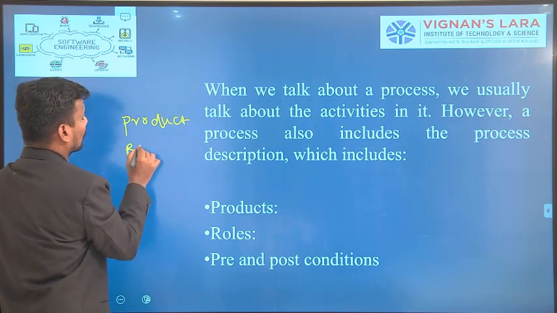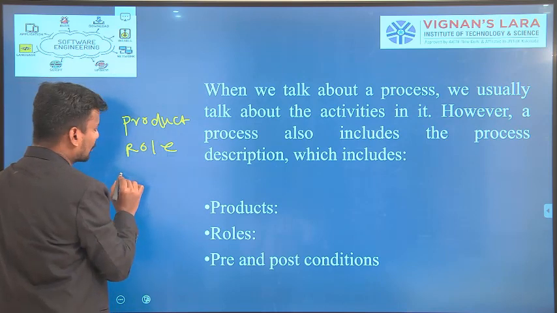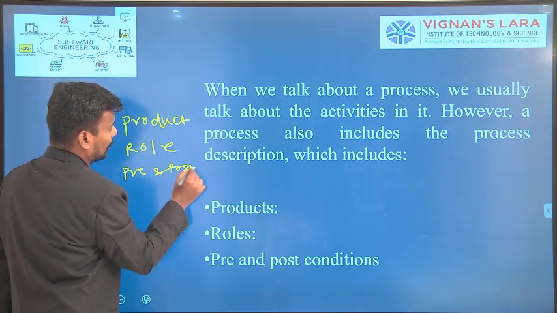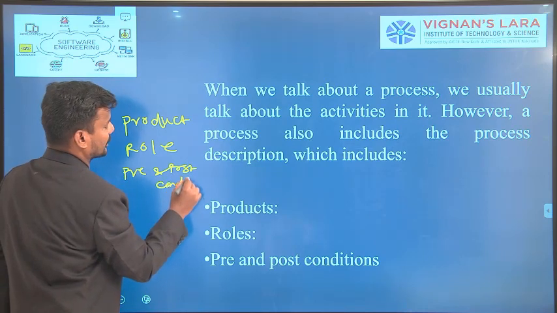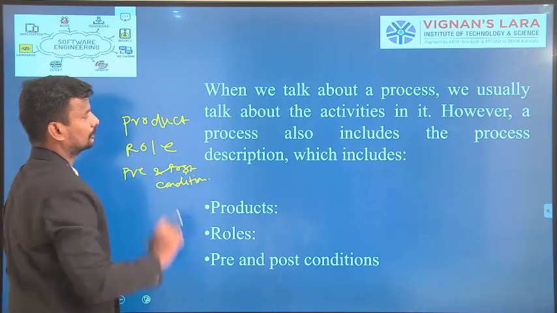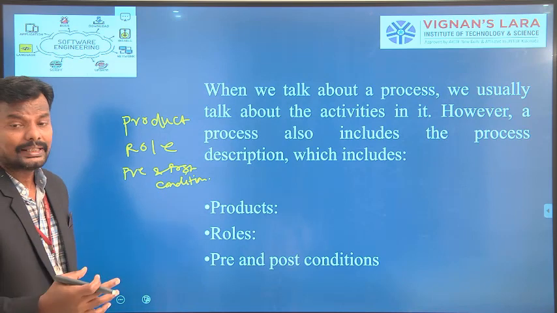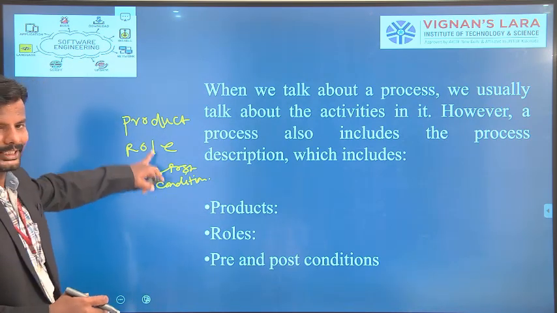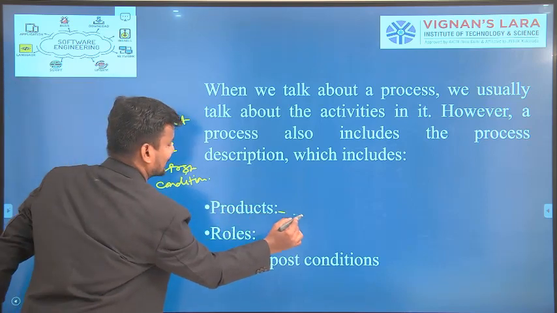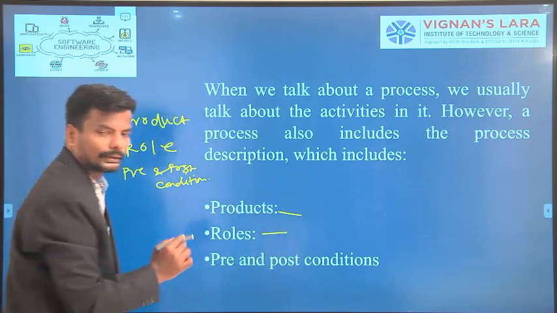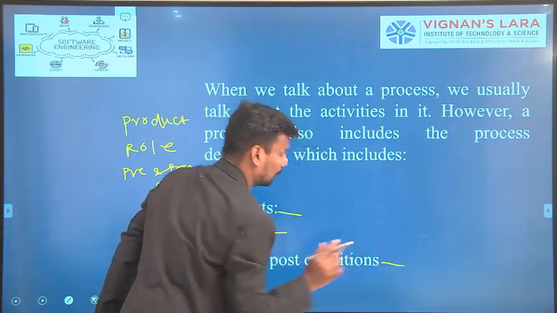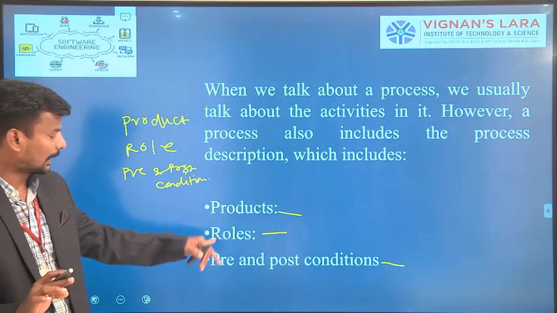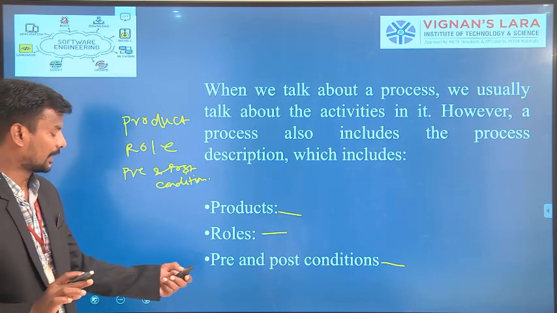Second is the role. And third one is the pre and the post conditions. If you are developing any software, definitely we have to talk about these three things: that is the product, second is the roles, and third one is the pre and the post conditions. Now we will discuss what is the product, what is the role, and what are the pre and the post conditions.